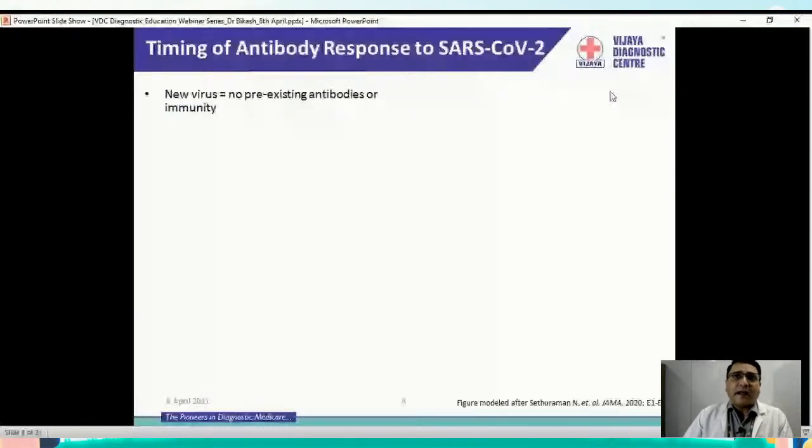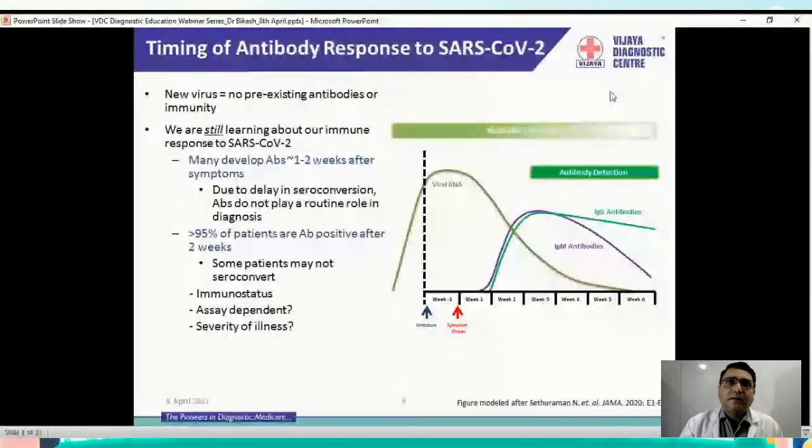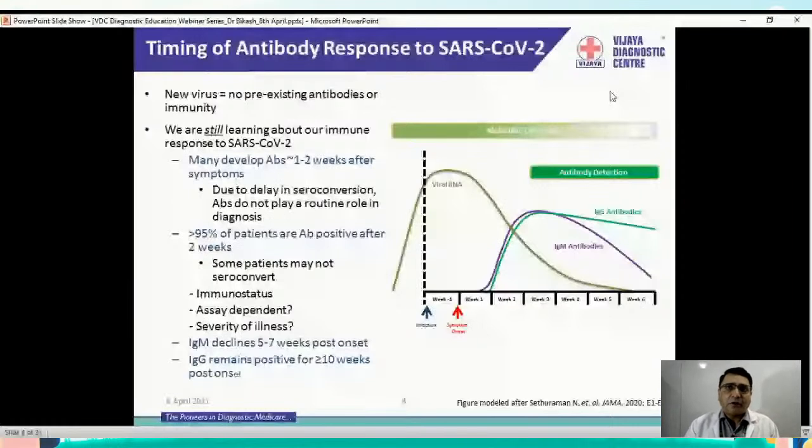Now, if we look at the timing of the antibody response to SARS-CoV-2, when a new virus enters the host cell, there are no pre-existing antibodies or immunity. We are still learning about our immune response to SARS-CoV-2. Many develop antibodies 1 to 2 weeks after the symptoms. Due to this delay in seroconversion, antibodies do not play a routine role in diagnosis.